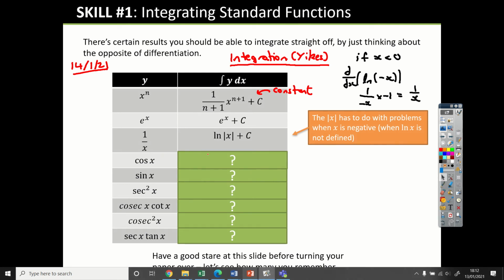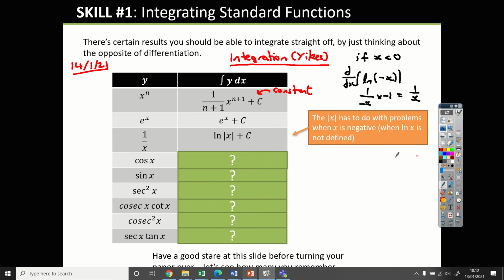Okay, right, for the trig functions, we need to firstly remember the cycle of 4 that we had with sine and cos. So I'm going to draw that for you again. So sine of x, this is differentiating round clockwise, differentiates to cos of x.